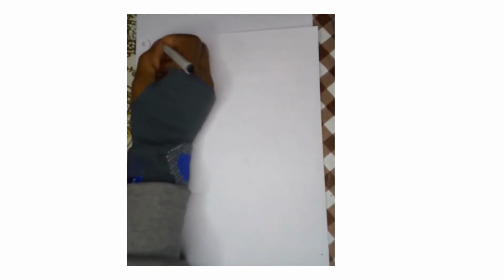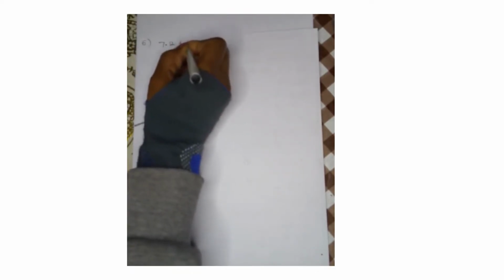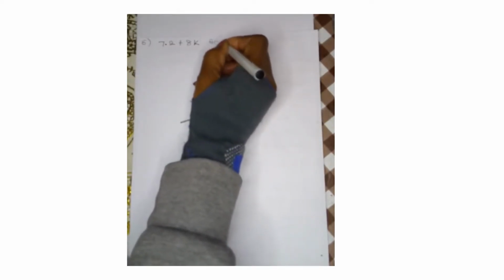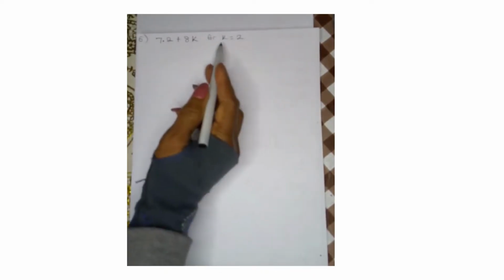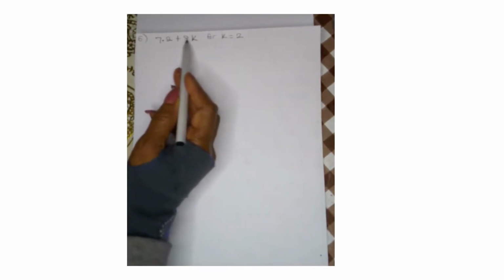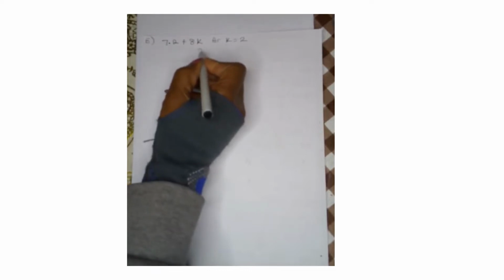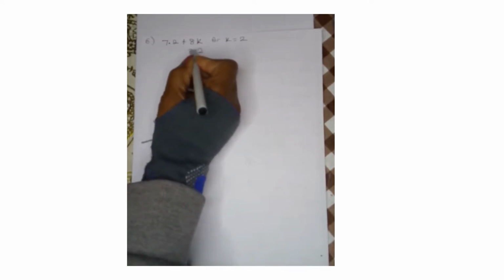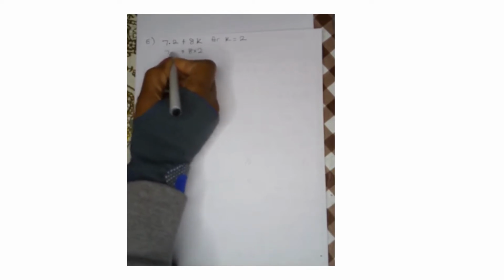Okay. Number 6. We have 7.2 plus 8k. Okay, what is our k? For k equals 2. Which means anywhere you see k, you put 2. Remember, they didn't tell us to add or subtract. So if they didn't tell you anything, it means you have to multiply if they are together like this. So what is k? K is 2. Multiply by 8 plus 7.2.